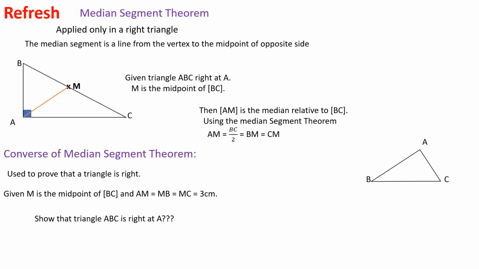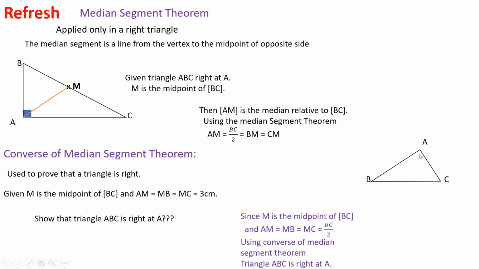What do we mean by the converse? We will be given any triangle, and we should prove that this triangle is right. So the converse of the median segment theorem, we use it to prove that a triangle is right. As given, we have triangle ABC is any triangle, and M is the midpoint of segment BC, such that AM is equal to MB is equal to MC, and each one of them is equal to 3 centimeters. We should show that or prove that the triangle ABC is right at A.